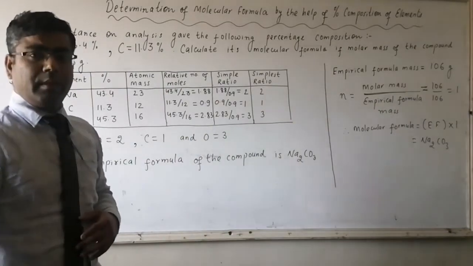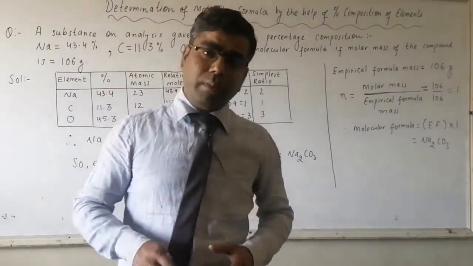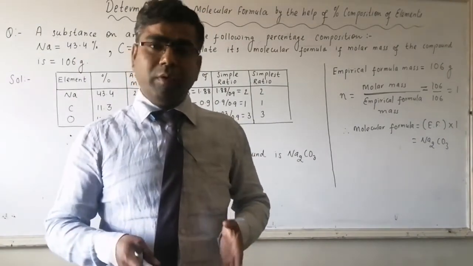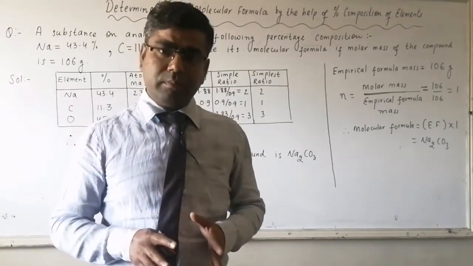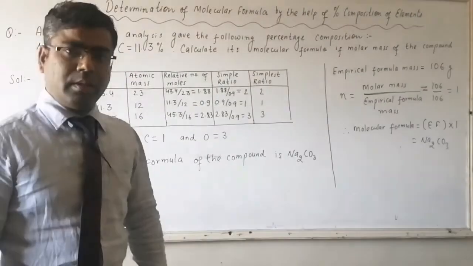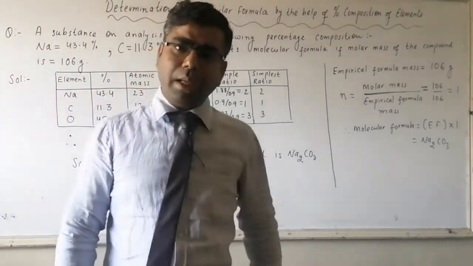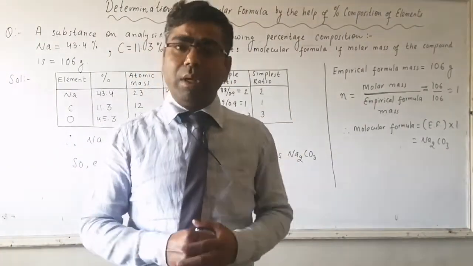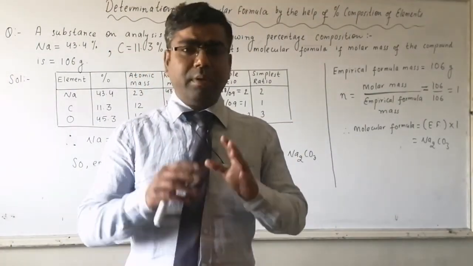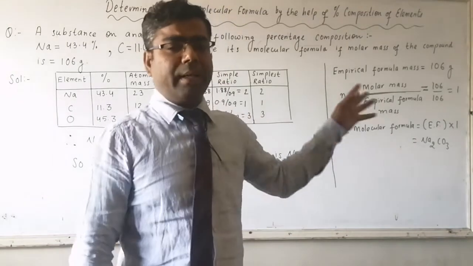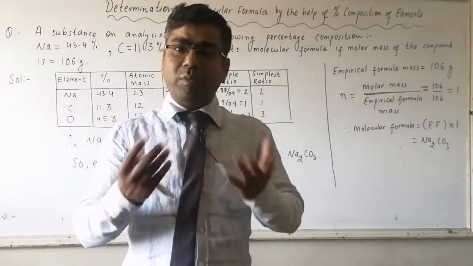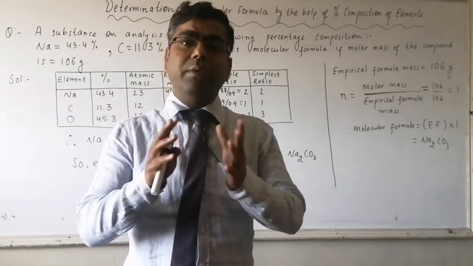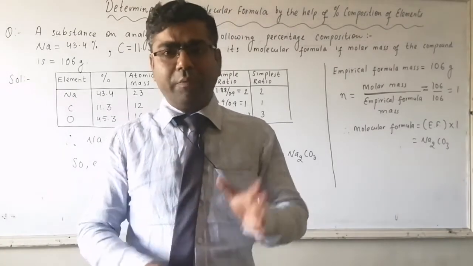In this manner, we have to solve for others also. You will be provided the percentage composition; make a table in this manner, get the empirical formula. Once you get the empirical formula, find the empirical formula mass, and after calculating it, get the factor n, because molar mass will be provided. Factor n with the empirical formula will give you the molecular formula of that compound.